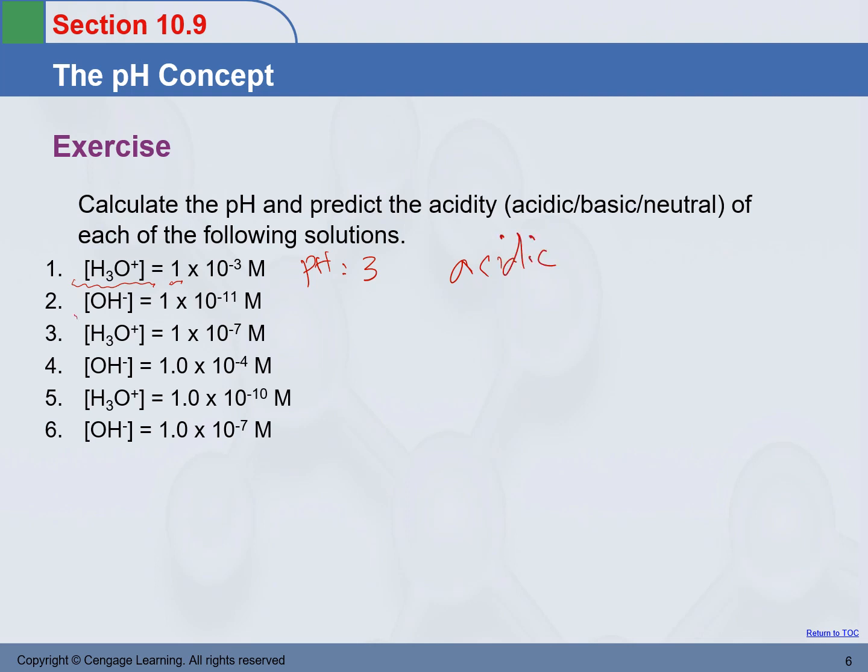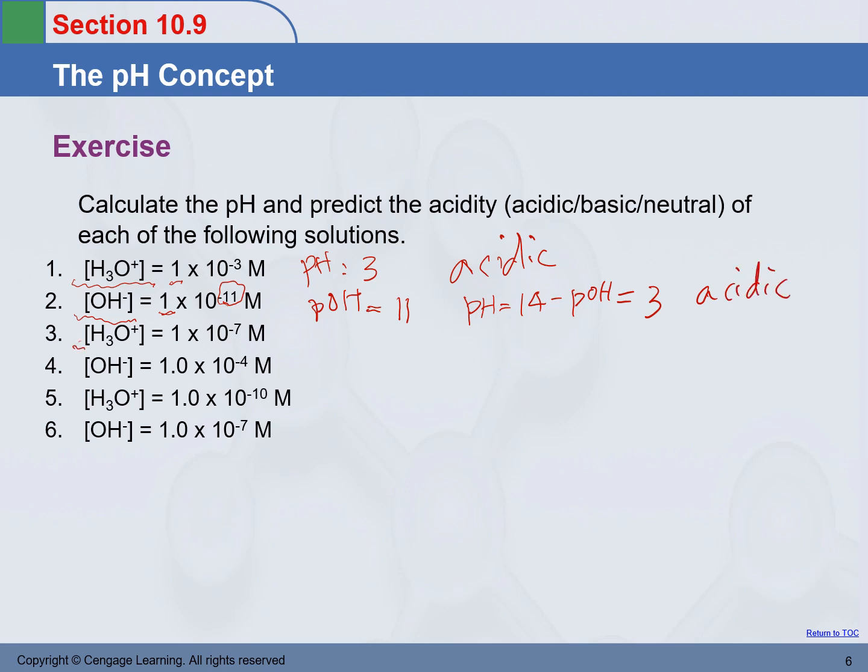Well, the second one, it didn't give us the hydronium ion concentration, it gives us the hydroxide ion concentration. The coefficient is also 1. If that is the case, pOH is actually 11. So that number without a negative sign will become the p-something right away. So pOH is 11. Therefore, pH is 14 minus pOH, which is 3. Again, acidic.